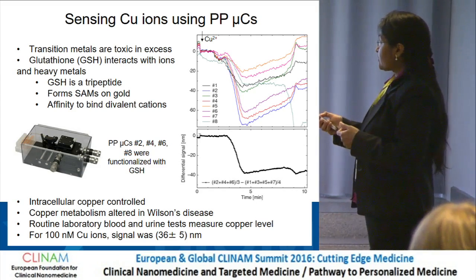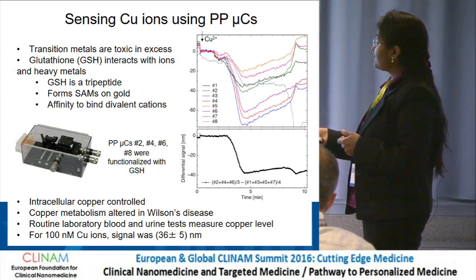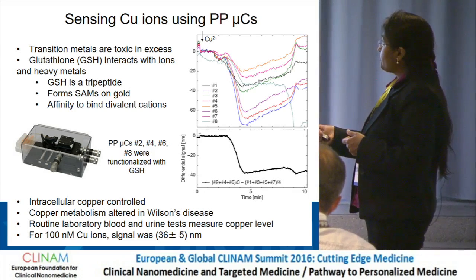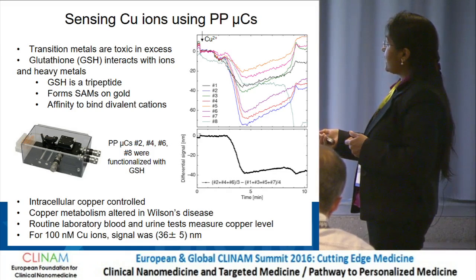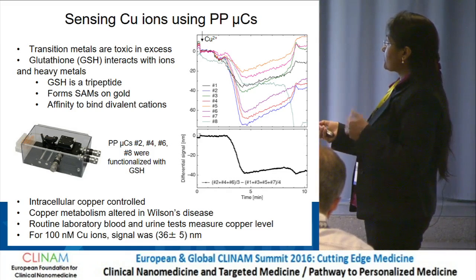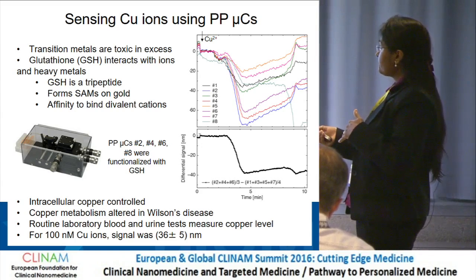Once we have it. So how do we do the functionalization? As we have a chamber from CantiSense, and we have 8 cantilevers basically in our cantilever array, and we just functionalize 2, 4, 6, and 8 with GSH, and the other 4 with a reference. So there should not have been a binding on the other 4.